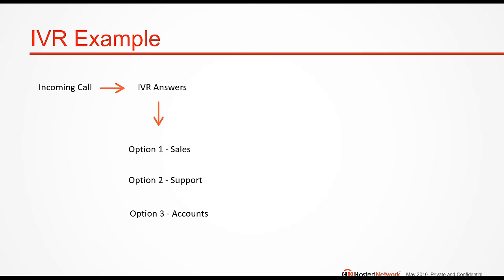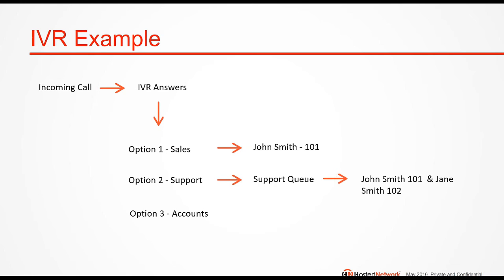It'll say option 1 for sales, option 2 for support, and option 3 for accounts. Now, if you were to hit option 1, what it's going to do is transfer you to John Smith on extension 101. If you were to press option 2, it's going to transfer you to a support queue, which not just calls 1 extension, but calls 2 or more at the same time.